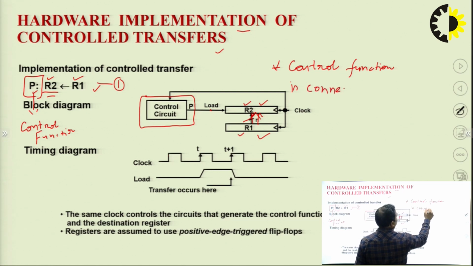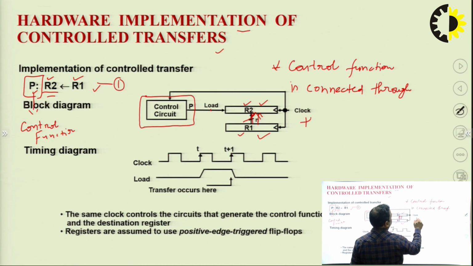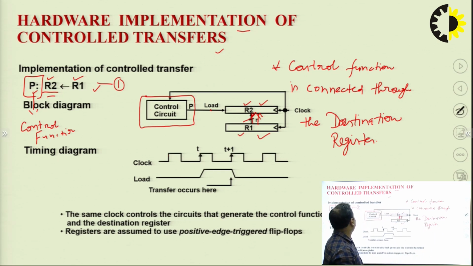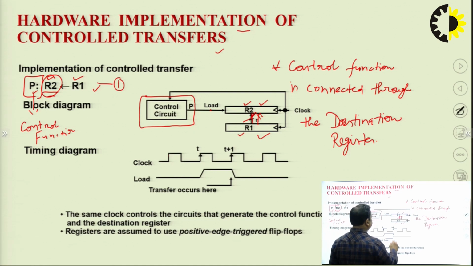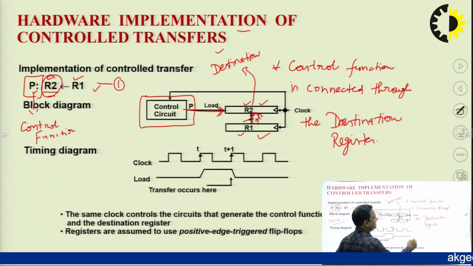So the important thing is that the control function is connected through the destination register. Destination means where the data is going to be transferred. In this statement, the data is going to be transferred from register R1 to R2. So which one is the destination register? R2 is my destination register in this case, right? So the control unit will be connected with the destination register R2 only. This is the next step to be taken care of, that the control unit should be connected with the destination register.